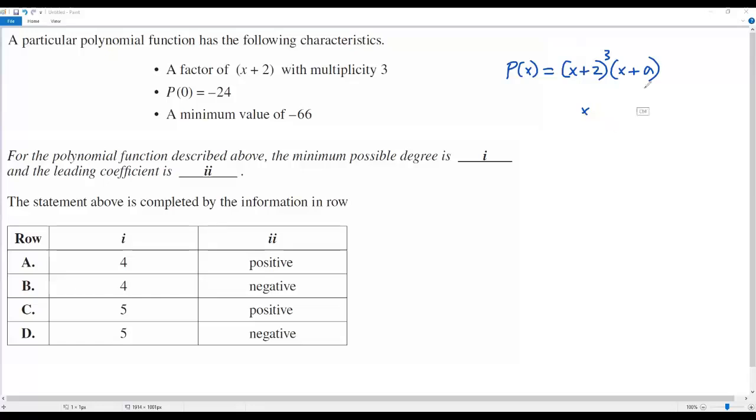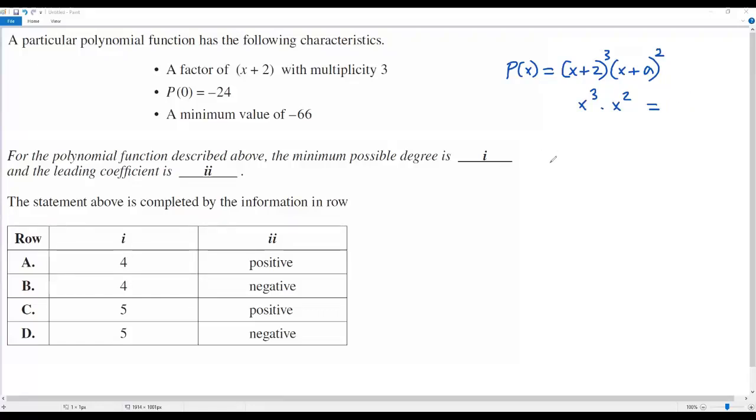In case I assume a quadratic factor over here, then I get x cubed from the first factor and x squared from the second factor. When I multiply them, I get x to the fifth power. So the minimum possible degree is 5. Because we have only two options in the given options, for the degree we must have either degree 4 or degree 5.